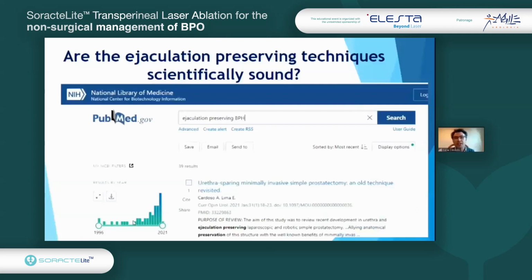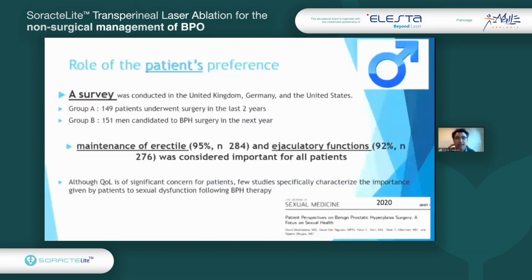But considering the history of the ejaculation preserving technique during BPO relief, you can see here on the left of the screen how this interest has increased extraordinarily in the last years. Why this? Because a new technology has been introduced in our hands, in our market. So just now we have the opportunity to go deeper into this problem of the patient, and we can also appreciate how the literature has moved into the analysis of the patient's preferences.